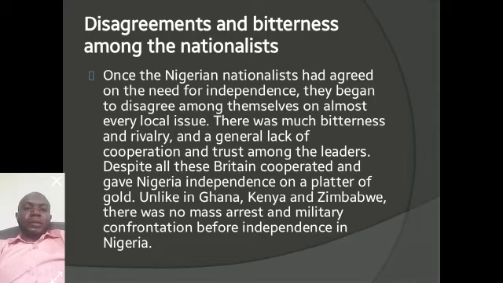So we talked about disagreements and bitterness among the nationalists. Once the Nigerian nationalists had agreed on the need for independence, they began to disagree among themselves on almost every local issue. There was much bitterness and rivalry, and a general lack of cooperation and trust among the leaders. Despite all this, Britain cooperated and gave Nigeria independence on a platter of gold.